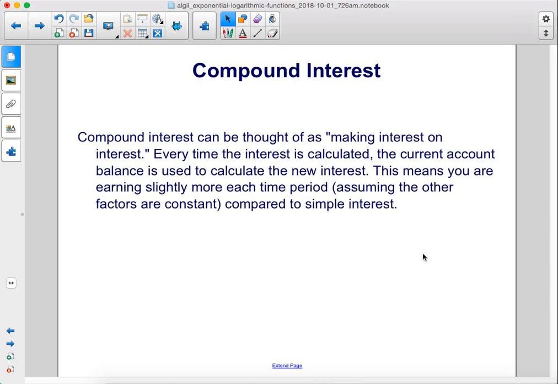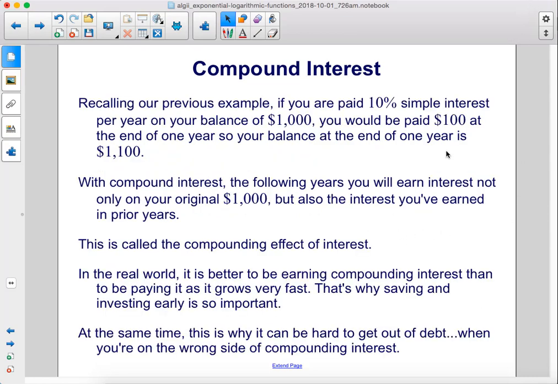Compound interest can be thought of as making interest on interest. Every time the interest is calculated, the current account balance is used to calculate the new interest. This means you're earning slightly more each time period, assuming the other factors are constant, compared to simple interest. Recalling our previous example, if you're paid 10% simple interest per year on your balance of $1,000, you would be paid $100 at the end of 1 year. So your balance at the end of 1 year is $1,100.